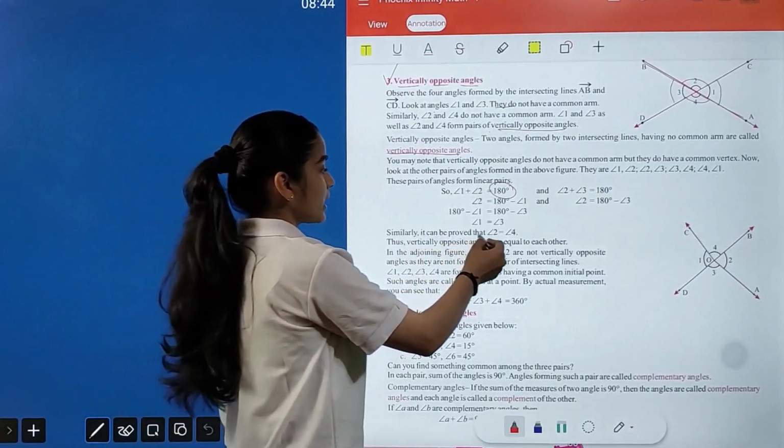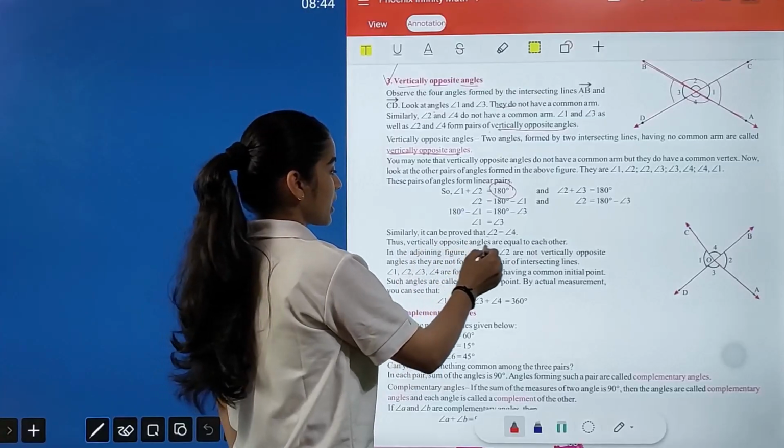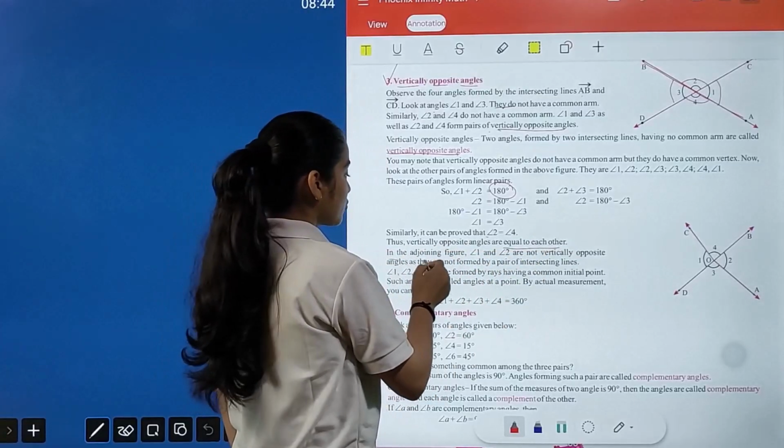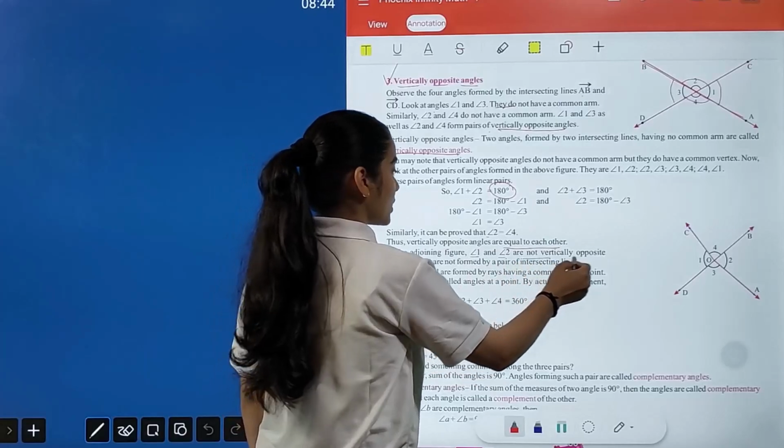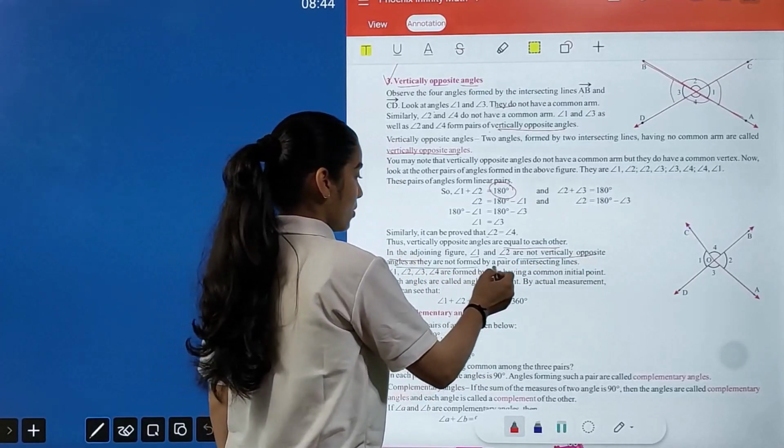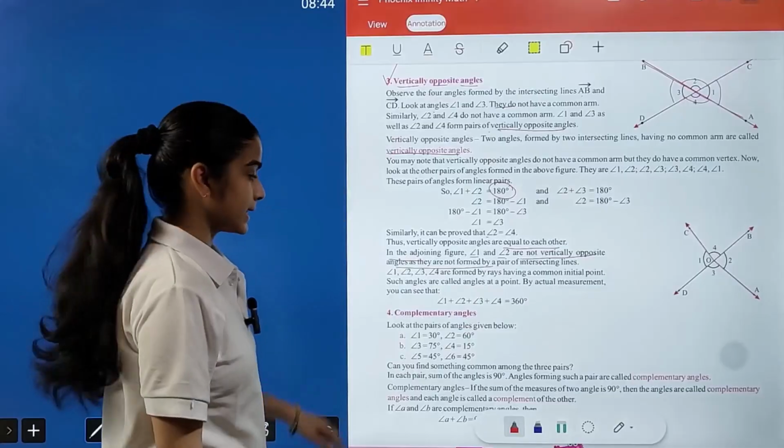Similarly, it can be proved that angle 2 is equal to angle 4. Thus, vertical opposite angles are equal to each other. In that figure, angle 1 and angle 2 are not vertical opposite angles as they are not formed by a pair of intersecting lines.